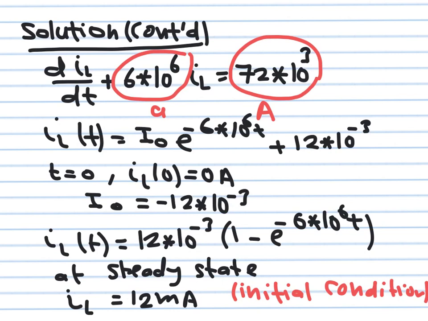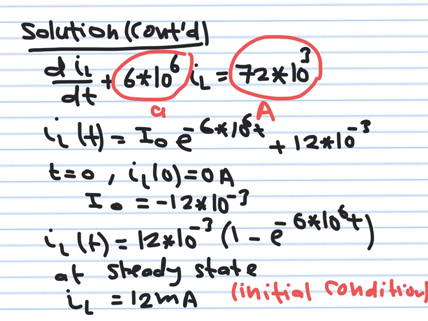If you put everything together, very similar to the capacitor example we did, this is the expression for the inductor current in the first stage when the switch was in position 1. Of course, at steady state, as I knew beforehand, if time t goes to infinity, this becomes 12 milliamperes. So we know that when we get this value, this will be the initial value for the second stage when the switch was moved to position 2.